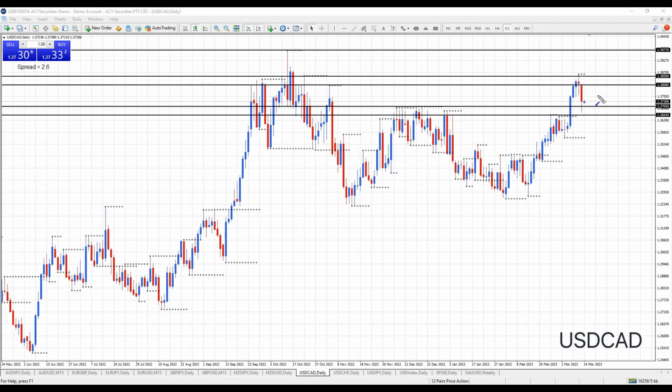I'm on the dollar CAD, got my monthly, weekly, daily support and resistance levels all drawn in. They're in the description below. I'll just discuss the ones closest to price action. Now the dollar CAD came up and tested 138.50 weekly resistance from back in time. There's more daily resistance over here as well.